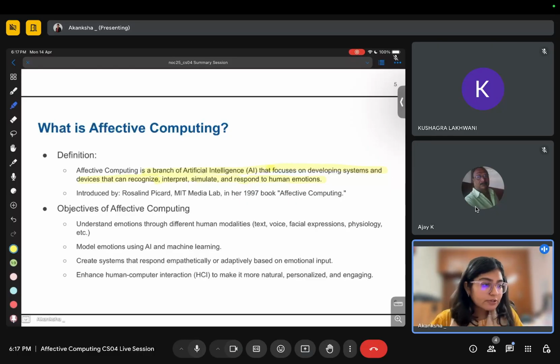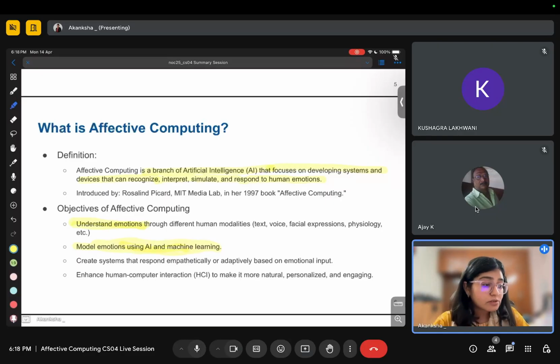It was introduced by Professor Rosalind Picard in her book Affective Computing. What are the objectives? We want to understand emotions through different modalities: text, voice, facial expressions, physiology, etc. Then we want to model emotions, which is the interpretation. Using ML and AI models, we interpret those signals and label them as happiness or sadness.